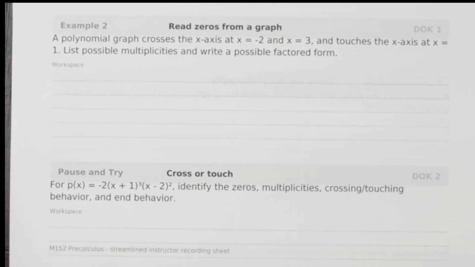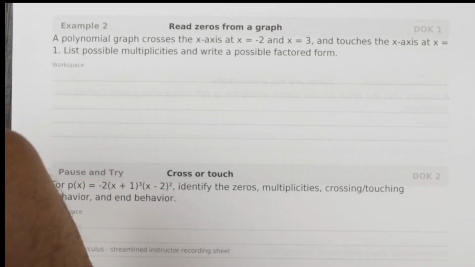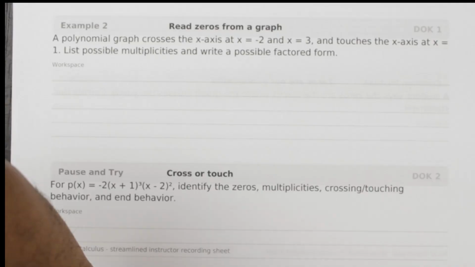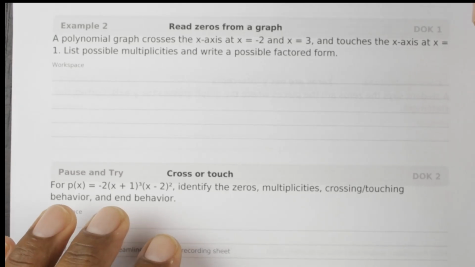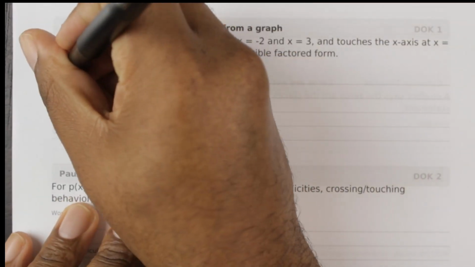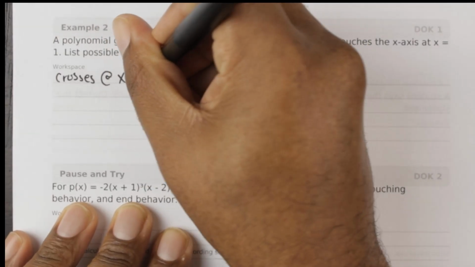Okay, example number 2. A polynomial graph crosses the x-axis at x equals negative 2 and x equals 3, and then touches the x-axis at x equals 1. List possible multiplicities and write a possible factored form. Crossing the x-axis means odd multiplicities. Touching the x-axis means even multiplicities. So the graph crosses at negative 2. So the simple multiplicity is 1. The graph touches, as a matter of fact, let me write. So crosses at x equals negative 2.